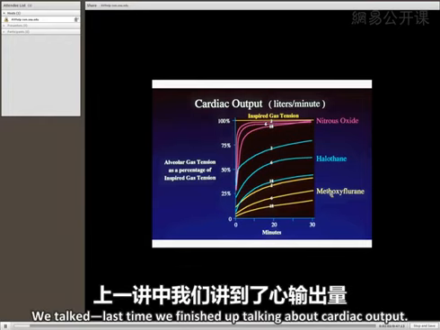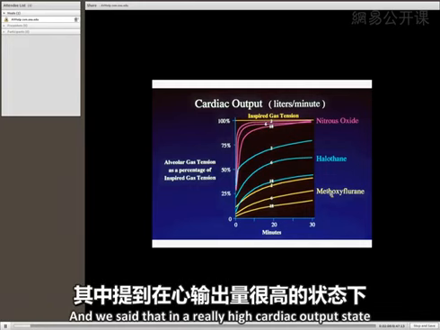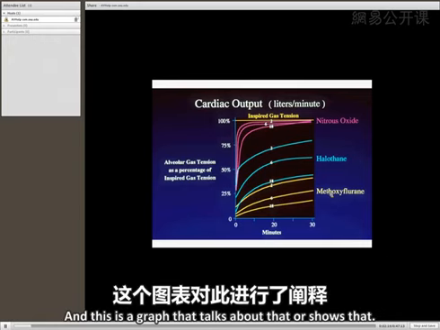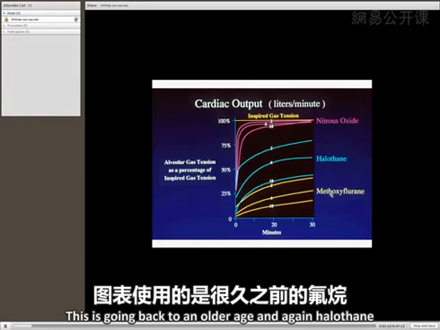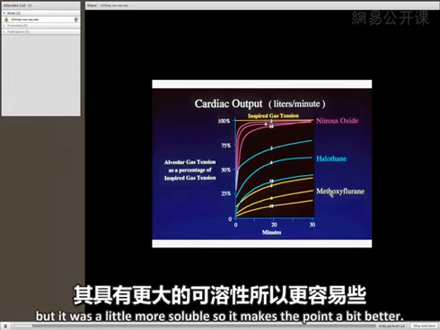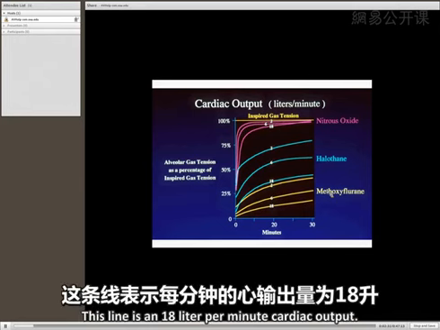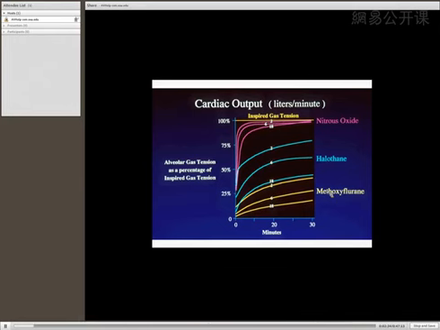We talked last time, we finished up talking about cardiac output, and we said that in a really high cardiac output state, induction is prolonged. And this is a graph that shows that. This is going back to an older agent, halothane, but it was a little more soluble, so it makes the point a little bit better. This line is a 2 liter per minute cardiac output. This line is a 6 liter per minute cardiac output. This line is an 18 liter per minute cardiac output.